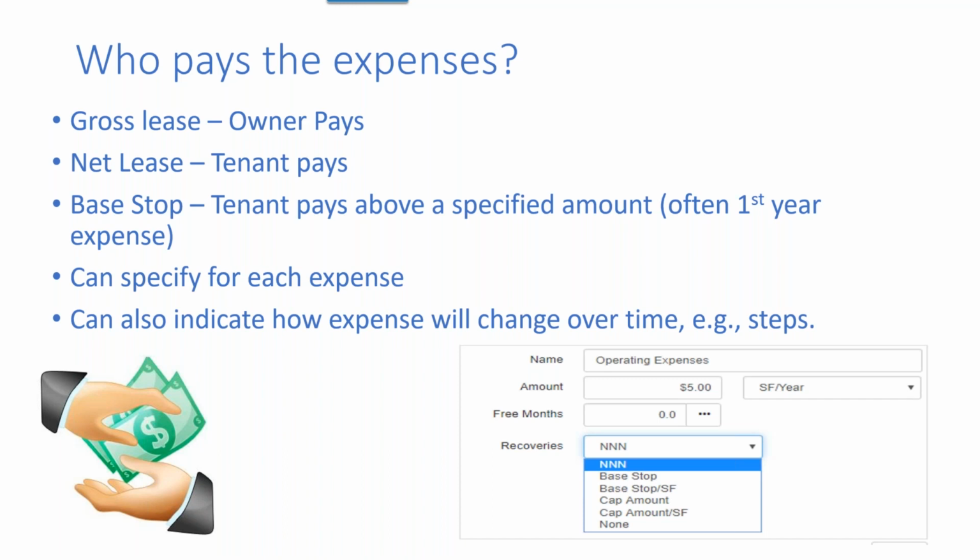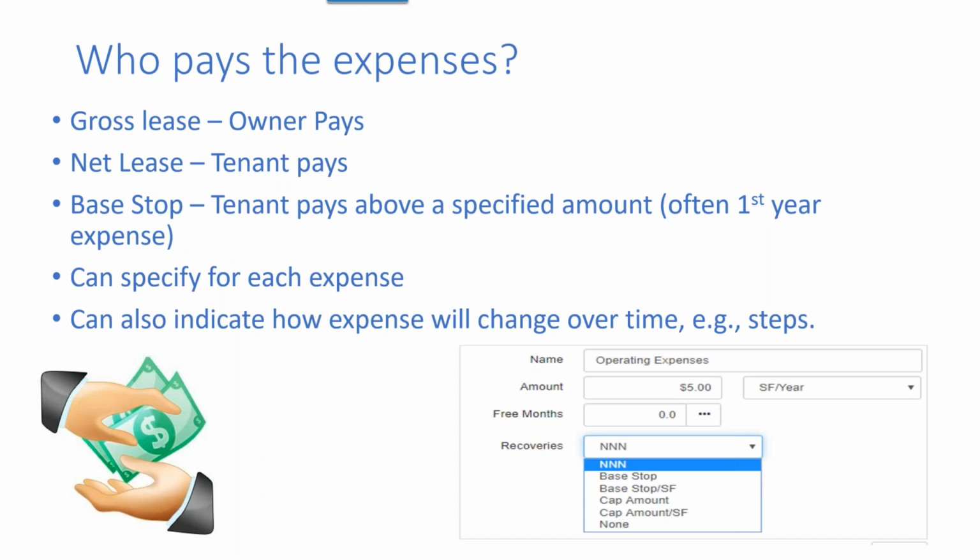And then again, who pays the expenses? Is it a gross lease, owner pays, net lease, the tenant pays, a base stop where the tenant's paying above a certain amount, and lots of other possibilities I've tried to cover here, sort of the main alternatives you would run into, but the program will allow you on each lease to specify the way the expenses work, and what the amount of the stop might be, and when it starts and so forth.